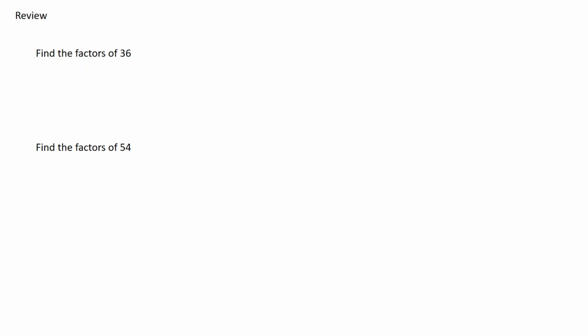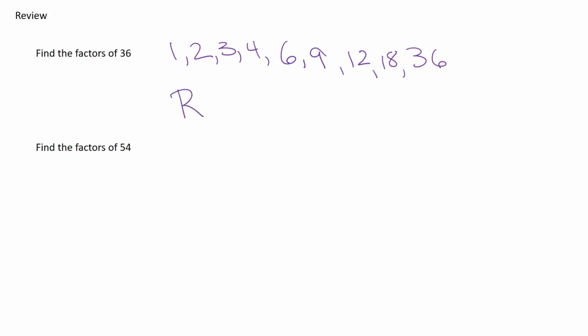So let's review factors real quick. I just want to remind you of what you learned probably back in 4th, 5th, or 6th grade when you had a question that said factor the number 36. You would write 1 and 36, and then you probably wrote 2 and 18, 3 and 12, 4 and 9, and 6. All of these numbers are the numbers that will go evenly into 36. If you divide 36 by any of these numbers, you're going to get a remainder of 0.